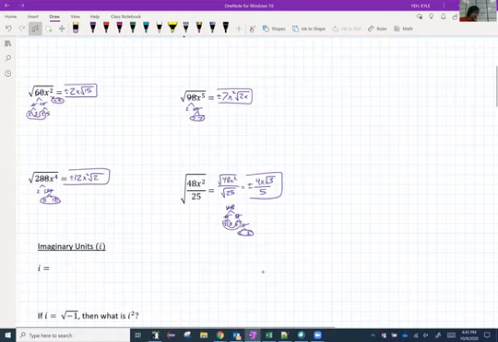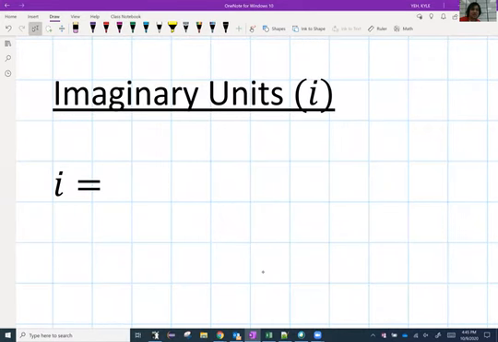But that's going to bring us to our main topic for today, which is complex numbers and imaginary numbers. First thing we got to talk about is the imaginary unit. And the imaginary unit is given its own letter reserved in the mathematical alphabet to represent an imaginary unit. What is i? i is the square root of -1.